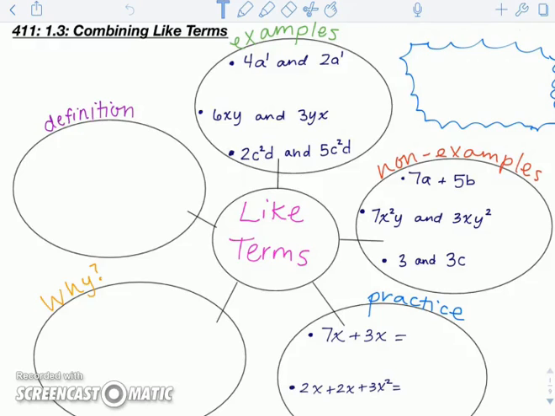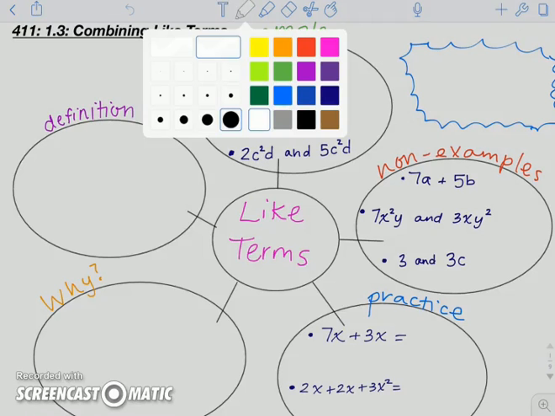Section 1.3 looks at combining like terms. So before we start doing any examples where we're actually combining like terms, we're going to look at the definition of like terms. We're going to talk about why we use them, some non-examples, some examples, and then we'll get into some practice. So first, to start, I'm going to start with what the definition of like terms are.